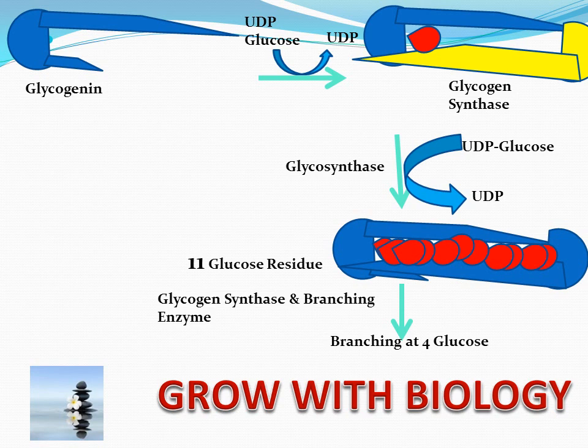When the length of the chain is very high, then the branching enzyme will come, cleave it and shift it into a branch form, and again then the synthase enzyme will come and start elongating. So this is the entire mechanism by which glycogen is formed.